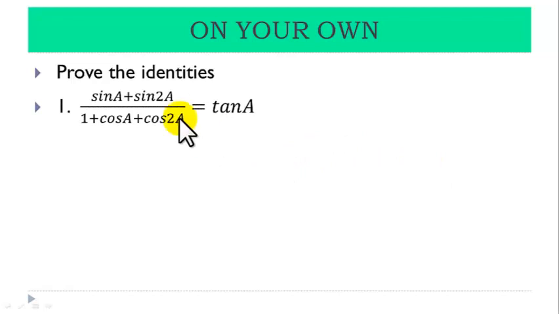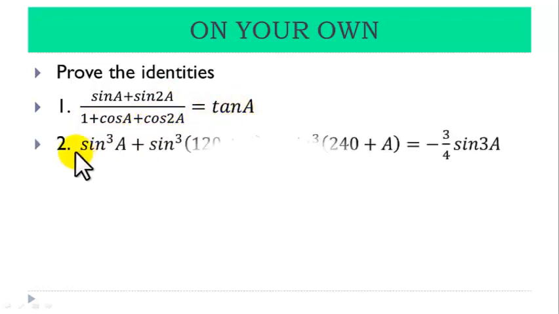On your own, prove the identities. 1. (sin A + sin 2A) over (1 + cos A + cos 2A) is equal to tan A. 2. sin³A + sin³(120° + A) + sin³(240° + A) is equal to minus 3 over 4 sin 3A.